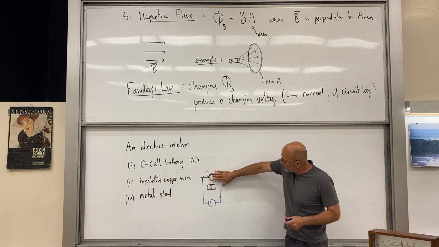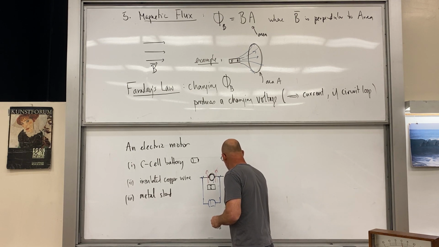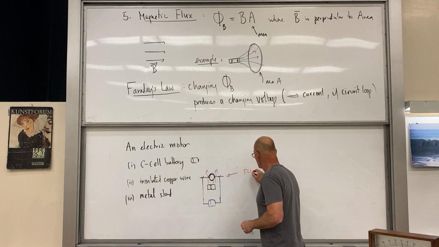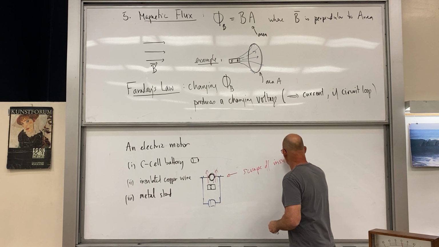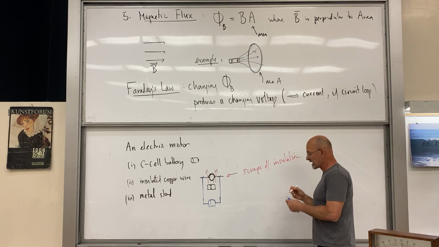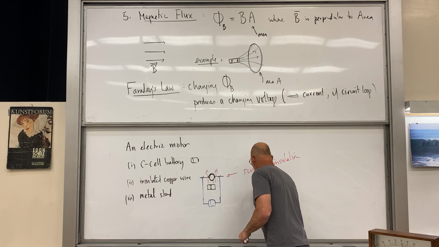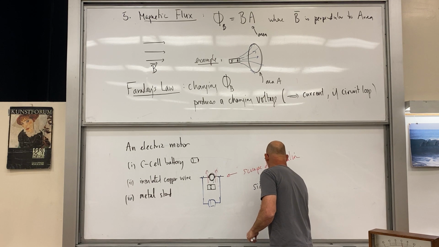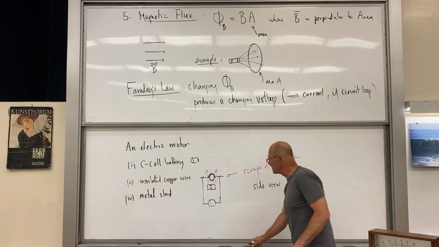When that copper loop, oh, and we have to scrape off the insulation. Scrape off insulation. And we do it in the following way. I'm going to say we've got a side view and the side view, the end view.